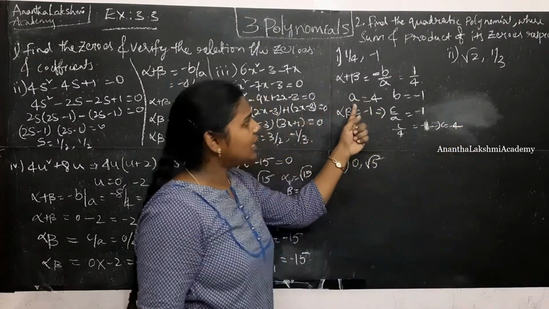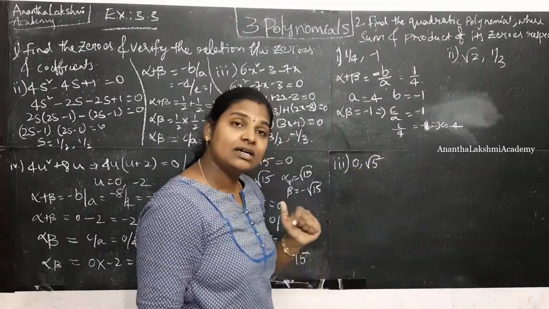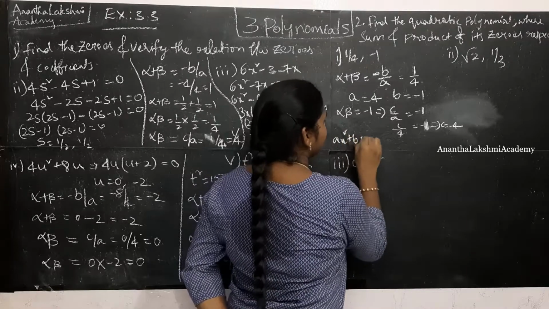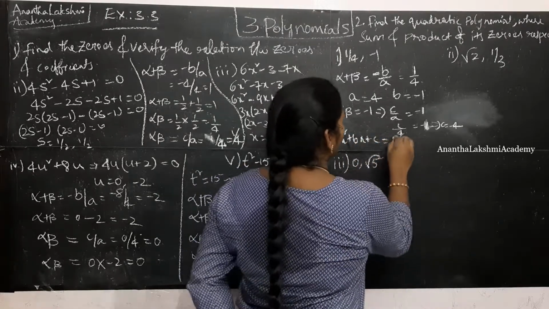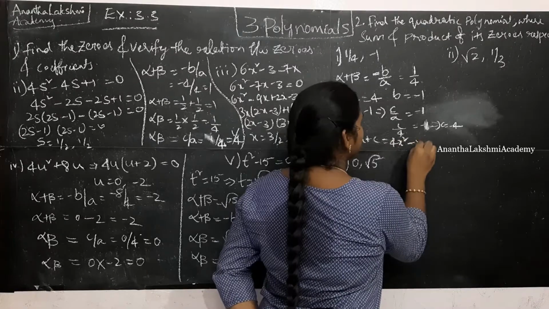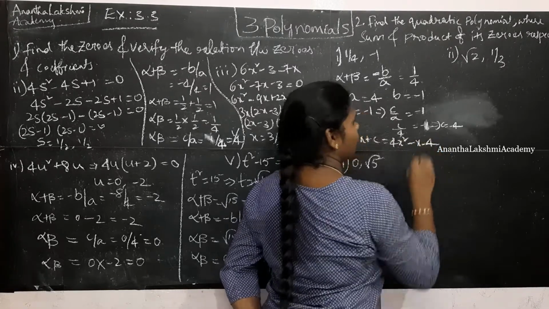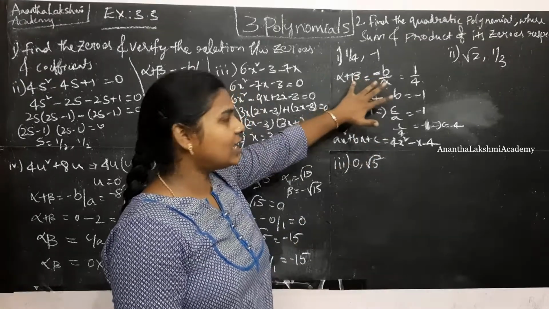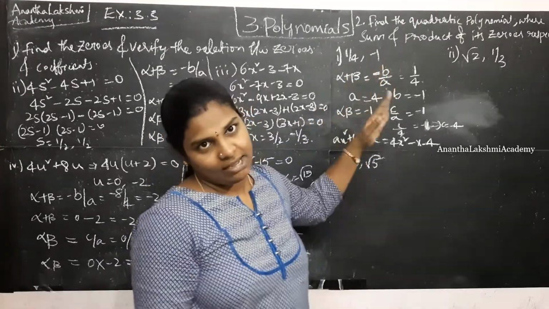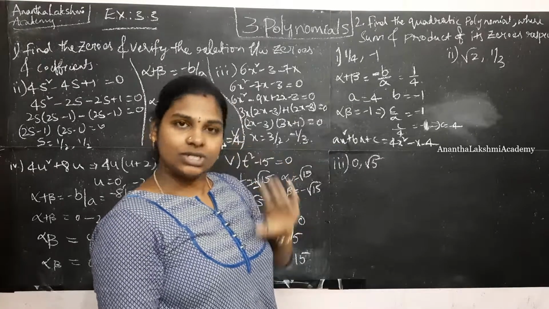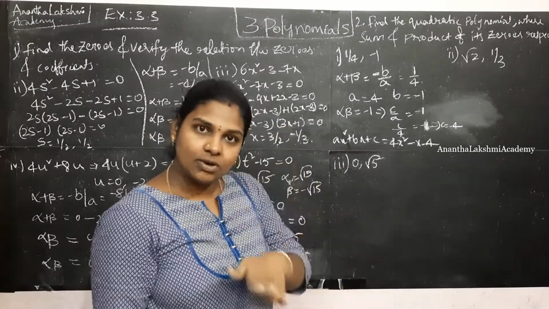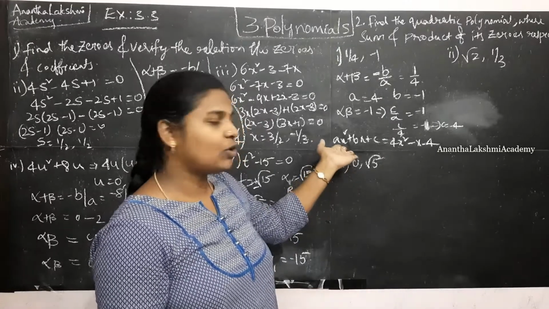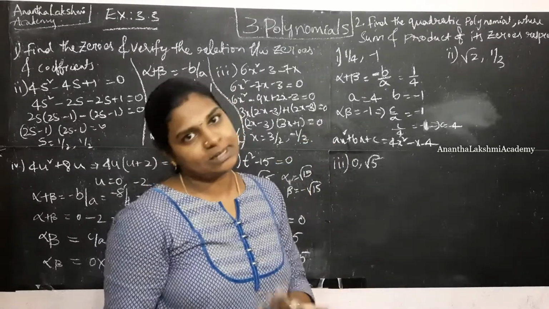Now that you know a, b and c, what is the expression? Ax square plus bx plus c, which is nothing but 4x square minus x minus 4. Simple, isn't it? First of all, we need to figure out what b and a are from alpha plus beta. Now that you know the value of a, you need to figure out c from alpha beta and finally substitute in the quadratic polynomial ax square plus bx plus c.